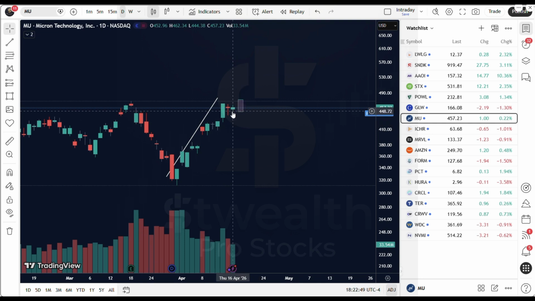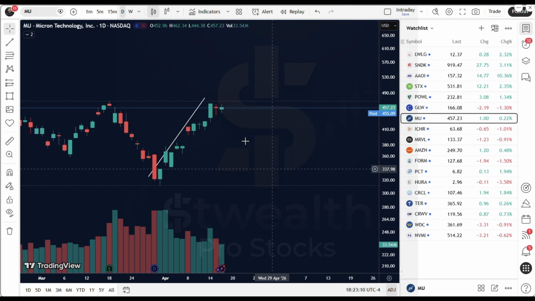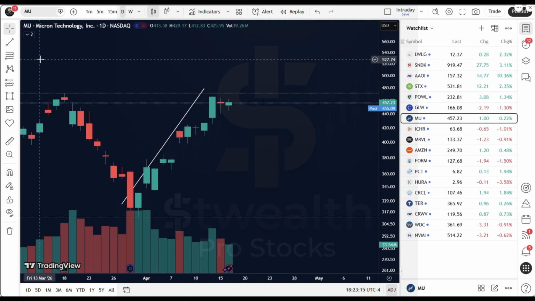So how do you make use of this? Let's say you want to trade Micron. Now, where do you enter? Entry makes a lot of difference in capitalizing on a setup. Let's see what the different ways are that we can enter this specific setup. Number one.